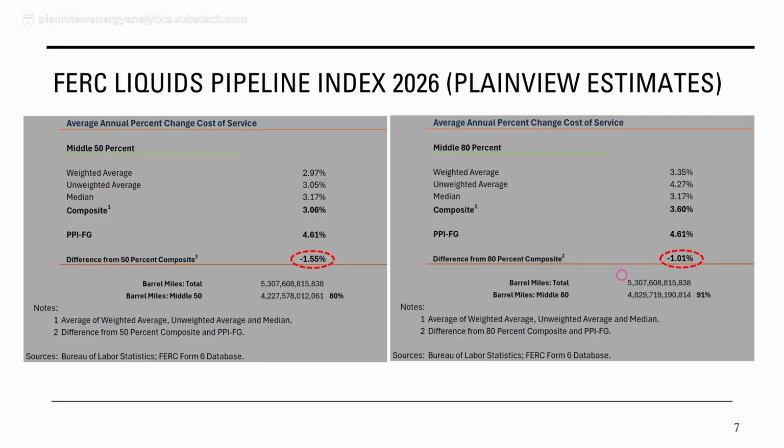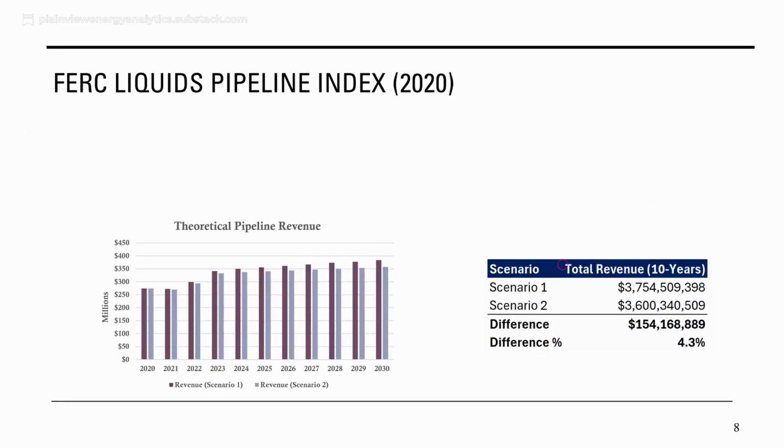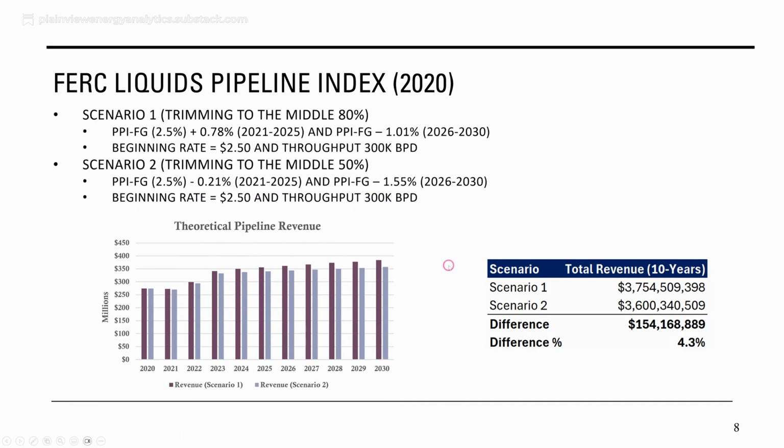And we'll get into the next slide of why this is a big deal. Let's look at a couple of scenarios where we trim the data differently. In this example, scenario 1 is what I would say is the most bullish scenario, where we trim the data to the middle 80%. We'll use what FERC had for 2021 to 2025, which was 0.78%, and then the actual PPI finished goods increase over that time.